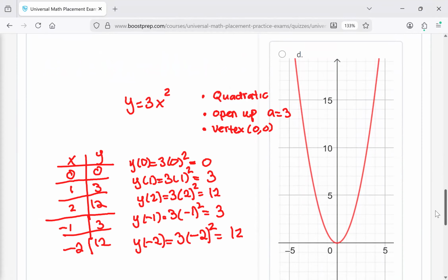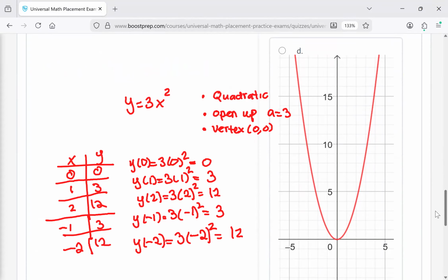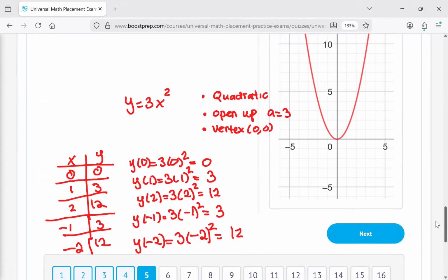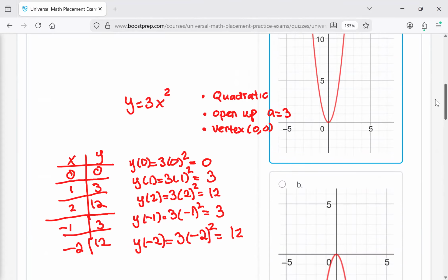Is it D? It's definitely concave up. It does definitely have a point of 0, 0, but does it include these points? It doesn't have the point 1, comma 3. Here's 1, 2, 3. No, it's not D, because it doesn't include these points. So I think it's the first choice. Yes, the first choice is the best choice.